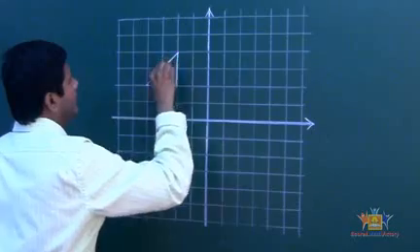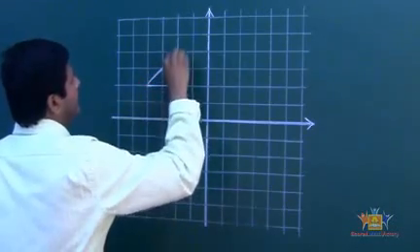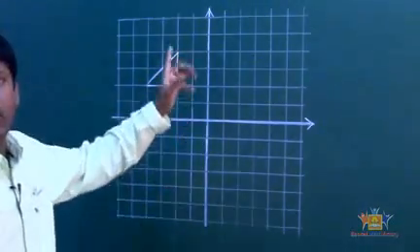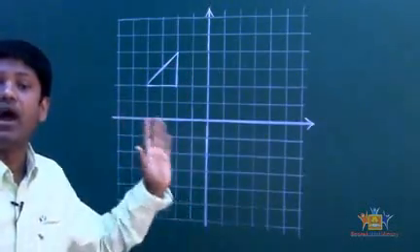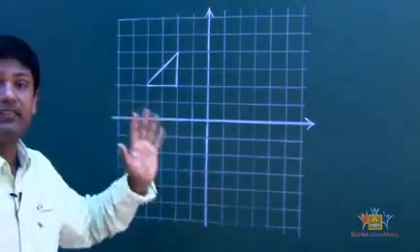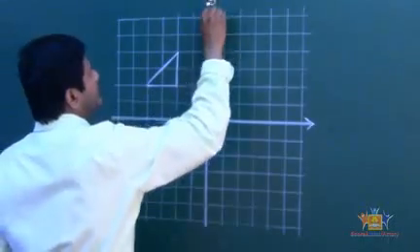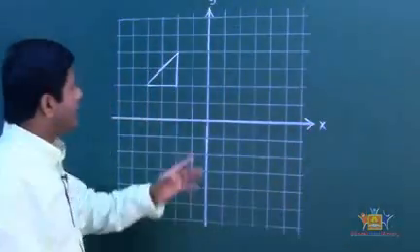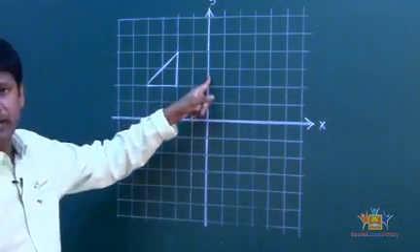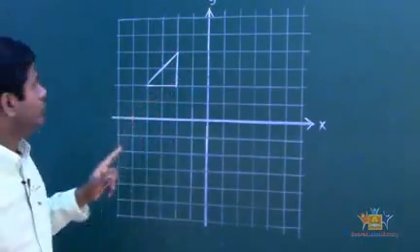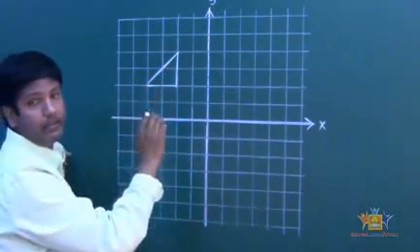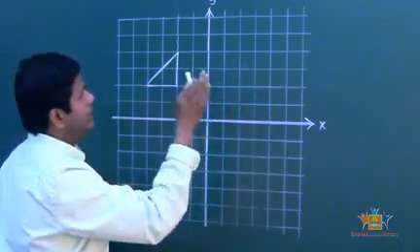And I want to reflect this right angle triangle on the y-axis. My y-axis is going to be the axis of reflection. So my y-axis is right there and x-axis right there. If I make this my axis of reflection, where would this triangle be? On this side, am I right? So now look at this.